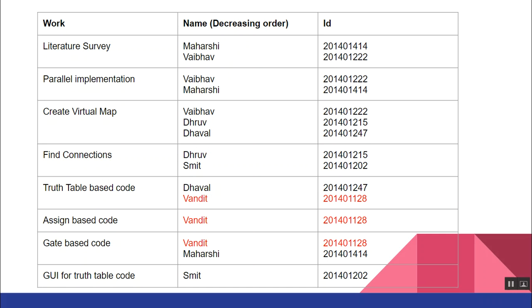Now the work has been distributed as per the table, and my contribution is indicated by the part highlighted in red.